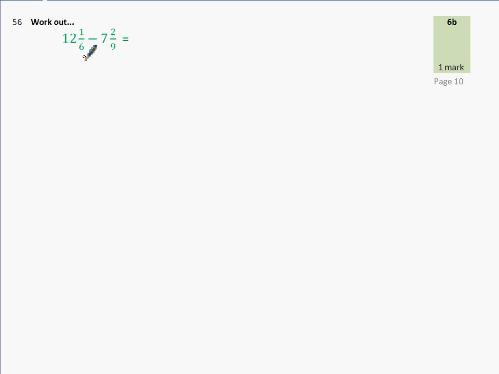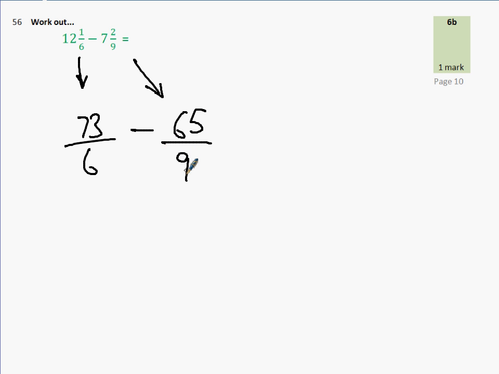56. Work out 12 and 1/6 take away 7 and 2/9. My preferred way of doing this is to turn these into top heavy fractions. So 12 and 1/6 is 73 over 6, and turn 7 and 2/9 into a top heavy fraction, and that is 65 over 9. Now find a common denominator, the lowest common denominator preferably, for 6 and 9. What is that? It's 18.